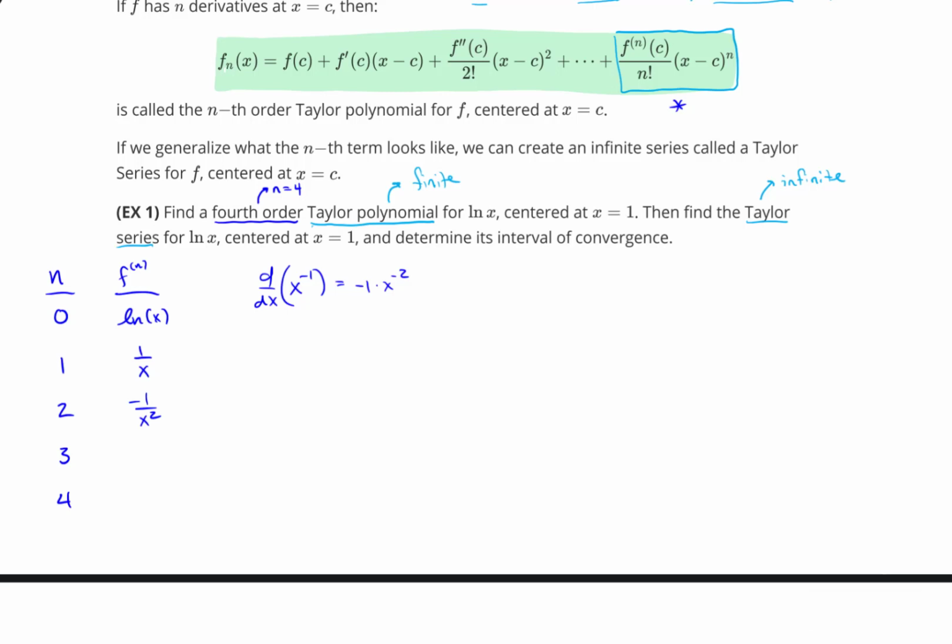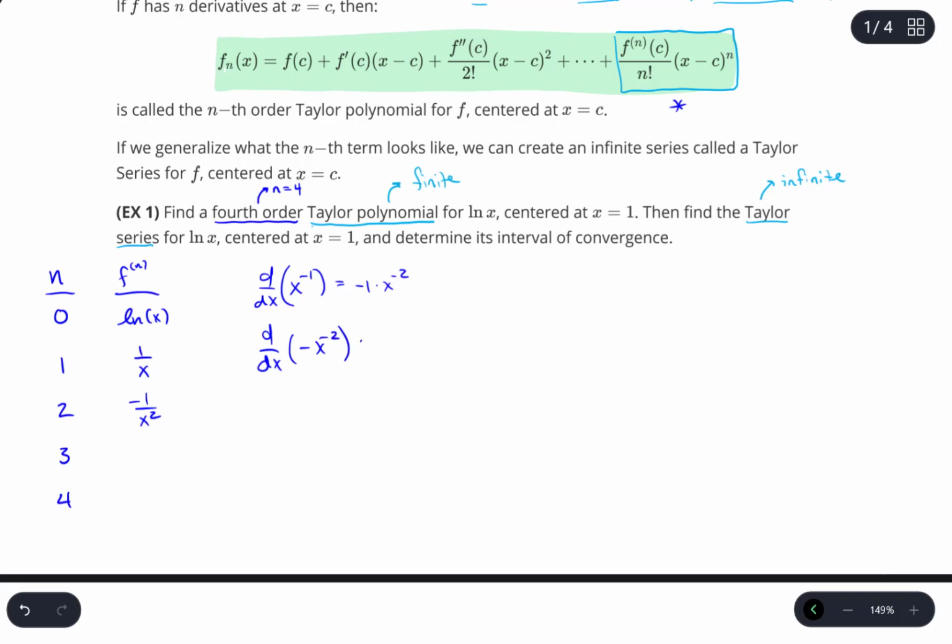The third derivative, I just do the same thing. Negative x to the negative second, write it that way. Bring the negative 2 down, so that becomes 2 times x to the negative third. So this is going to be 2 over x to the third. And then there's a pattern that sort of emerges.